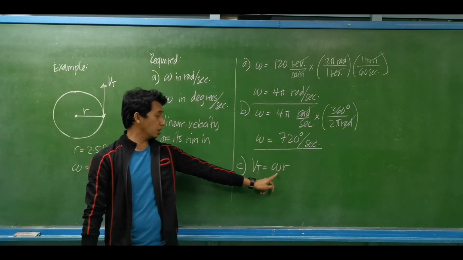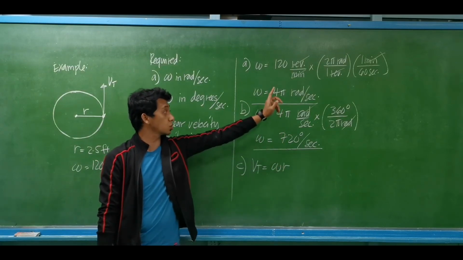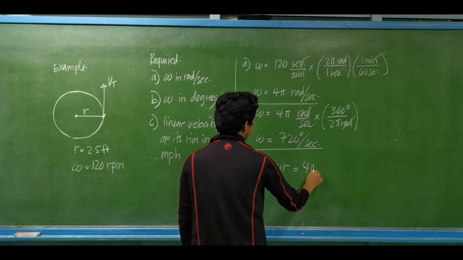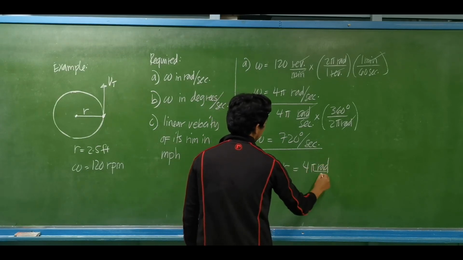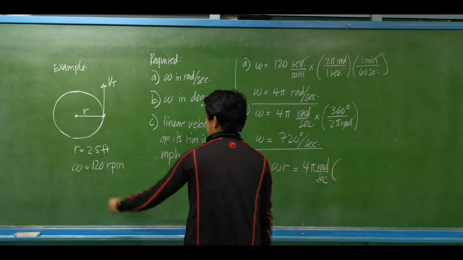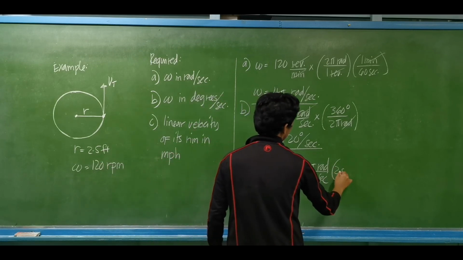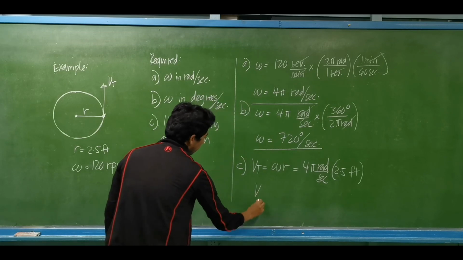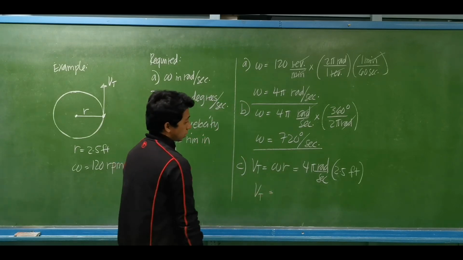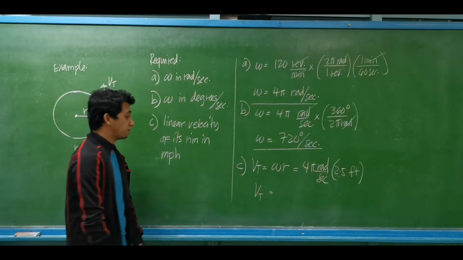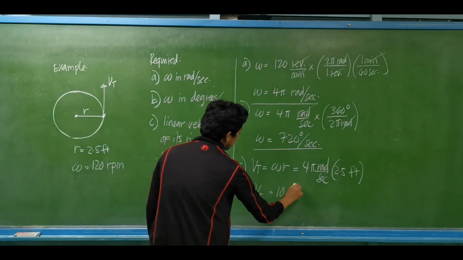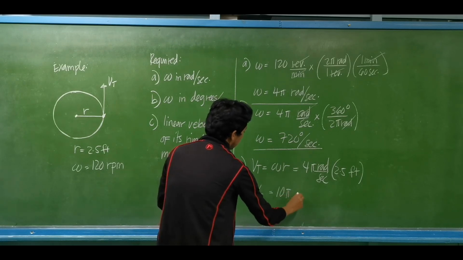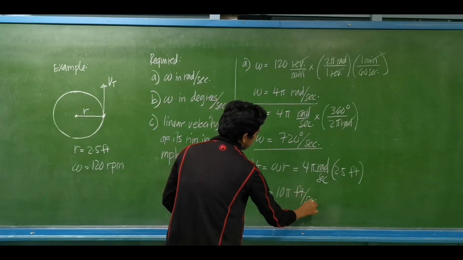If you are multiplying angular velocity to the radius, you should use radians per second. So this is the same as 4 pi radians per second multiplied by the radius, which is 2.5 feet. Our tangential velocity is 4 pi times 2.5, which is now 10 pi. This is 10 pi feet per second.